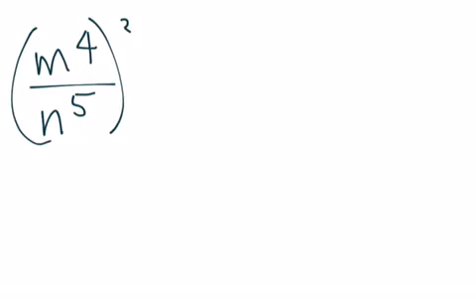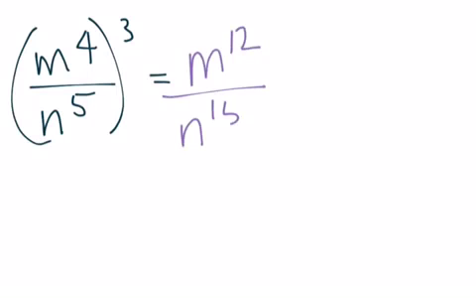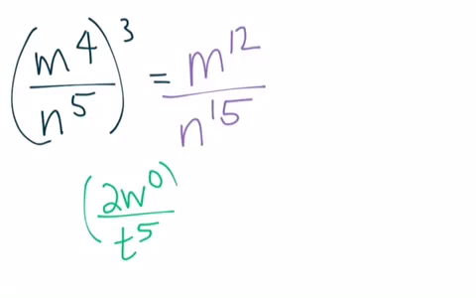All right, let's do one more of these. Let's do m to the 4th over n to the 5th, all to the 3rd power. Okay? What are we going to get on top? That's right. M to the 12th over n to the 15th. Okay? Alrighty, let's do this last one. This one's a little bit of a trickier one. Let's do, in parentheses, 2w to the 0 power over t to the 5th.